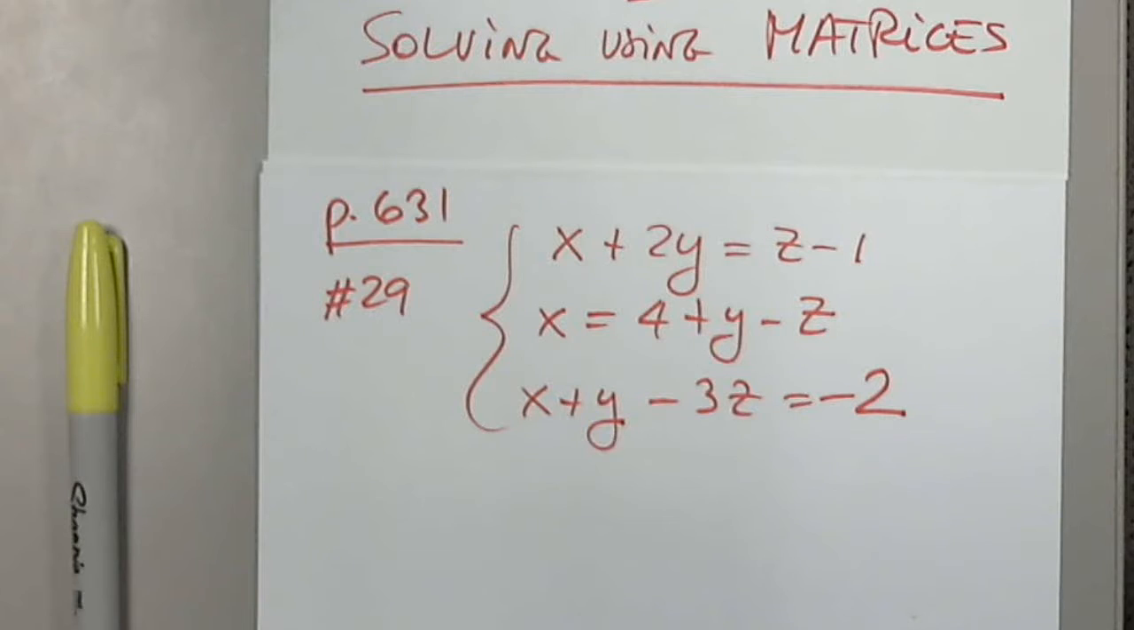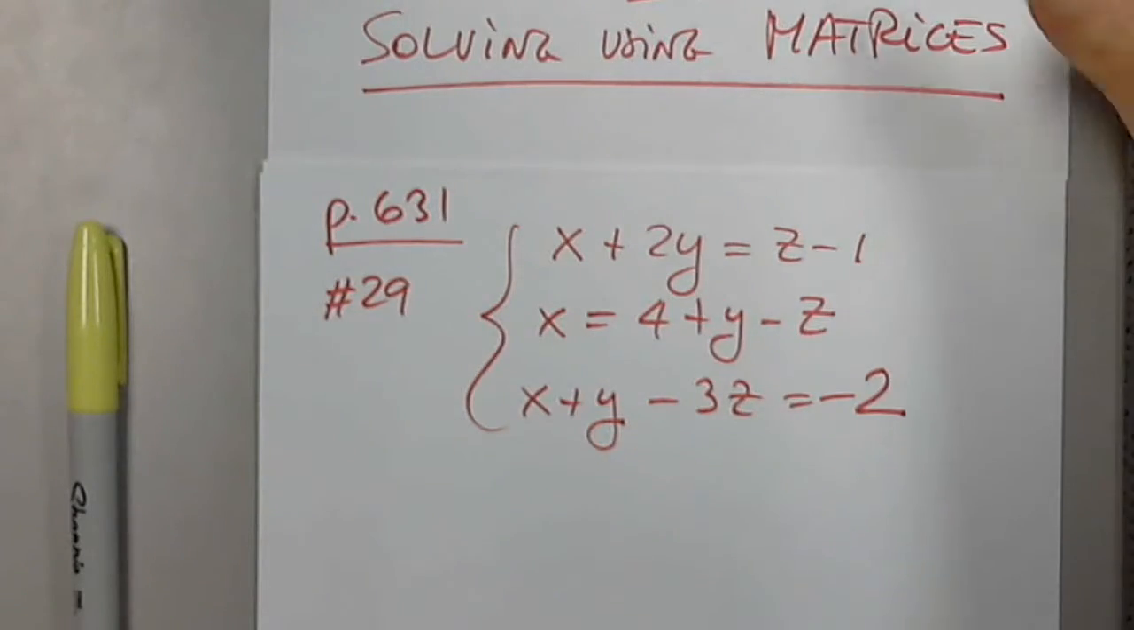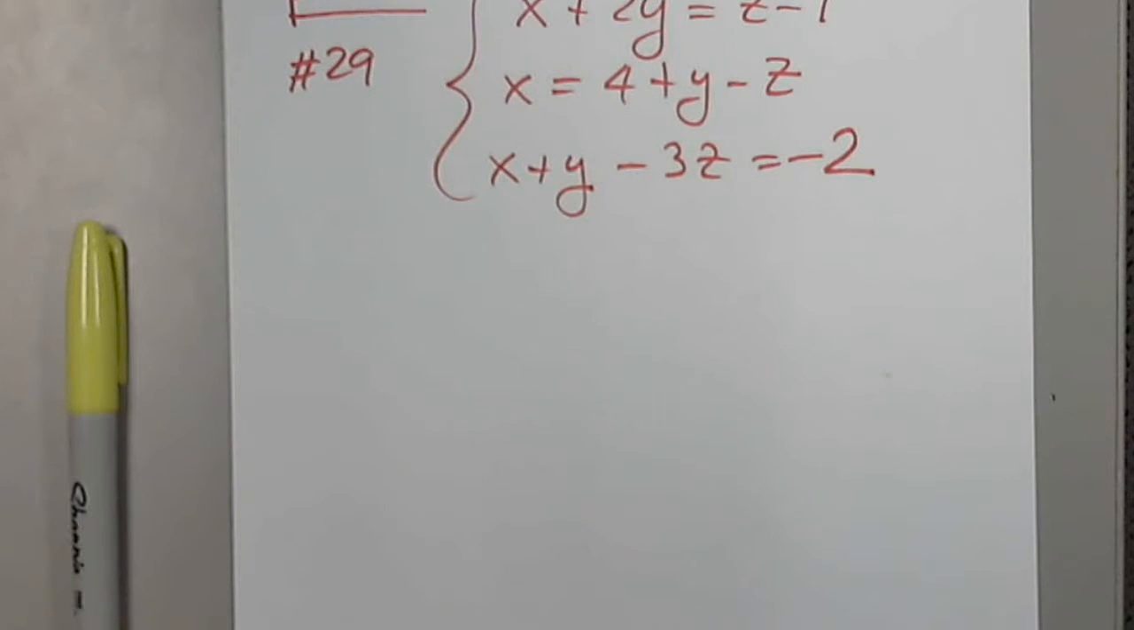First question I have for you is, what type of system is this? 3 by 3. I see 3 equations and I see 3 variables. Very good. That's my first question. Second question to you is, I don't like it. Why do you think I don't like it? It's all over the place. Awesome. So we have to do some work. Good. So let's make sure that it's in the correct order.